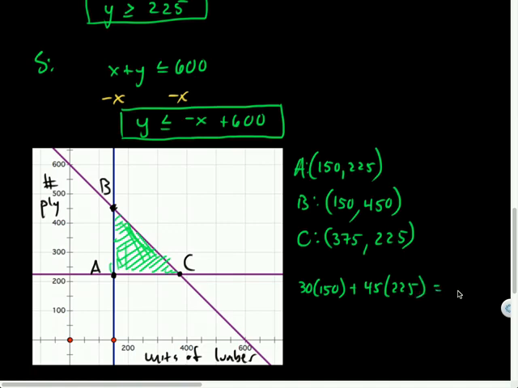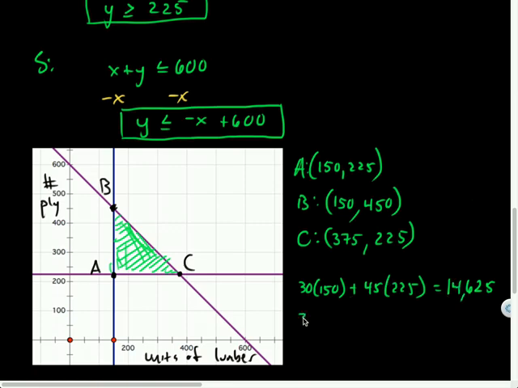So let's see, that's 450 plus 225 times 45. Nope, that's not what I plugged in. 225 times 45 plus 30 times 150. Sorry, did I say 30 times 150 was going to... What did I say earlier? I said it's going to be 1,000. I think I said 100 a moment ago. But the total here is 14,625, so $14,625.